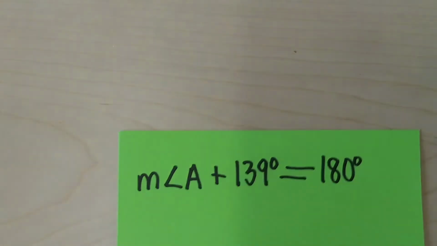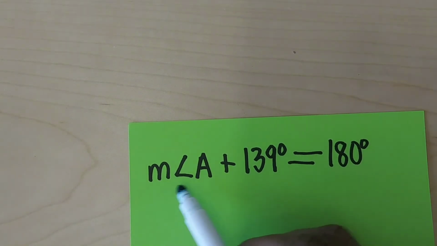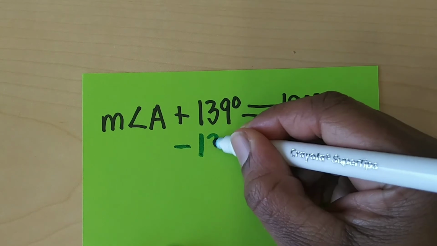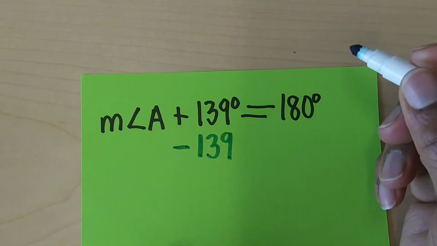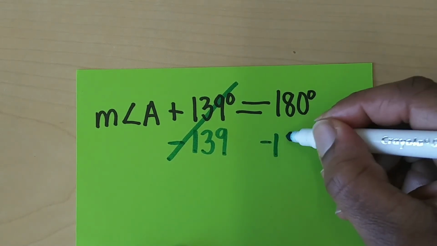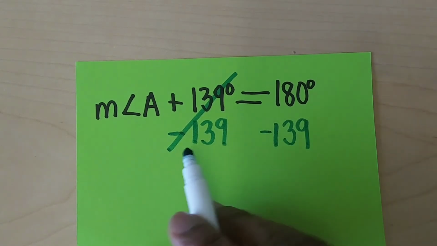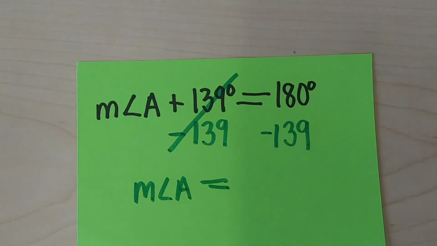Let's go ahead and solve for the measure of angle A. I'm going to use the same method as last time, which is solving one-step equations. I need to isolate the variable, which in this case is the measure of angle A, by getting rid of this constant, which is 139 degrees. Positive 139 minus 139 cancels itself out because those are additive inverses. I must keep this equation in balance by performing the same operation on the right-hand side of the equation. On the left-hand side, I'm left with the measure of angle A. It's the same as 180 degrees minus 139 degrees.